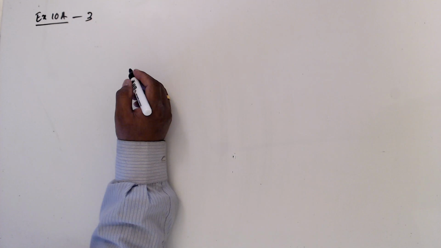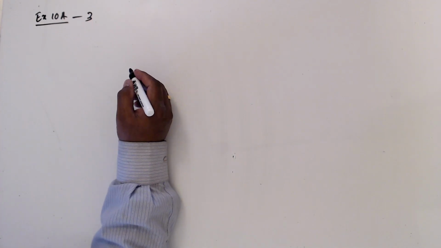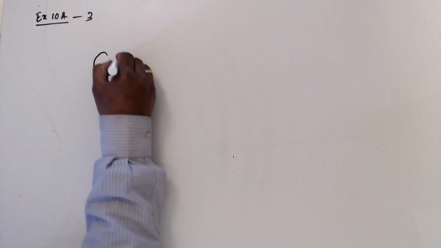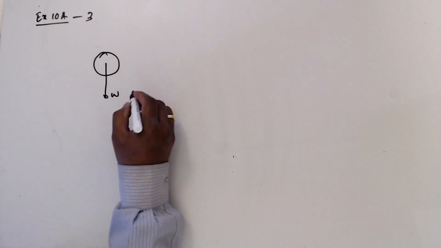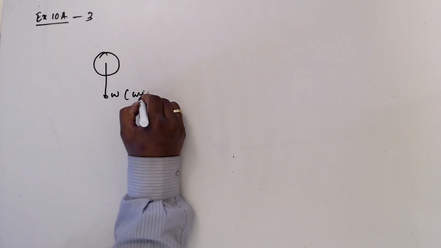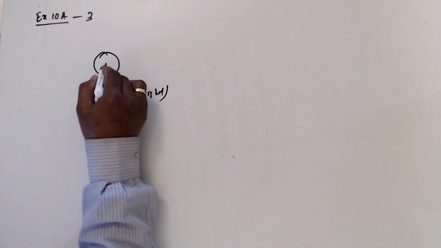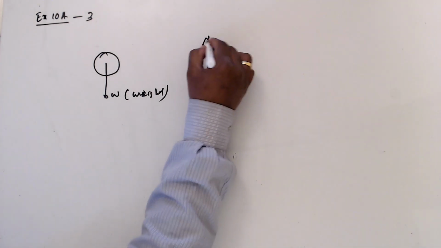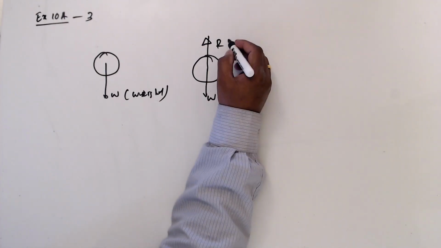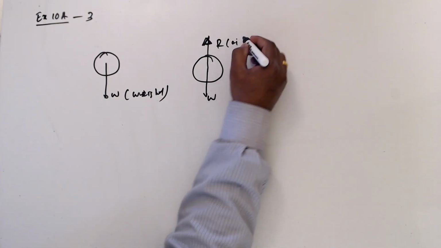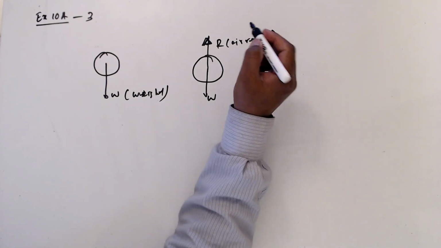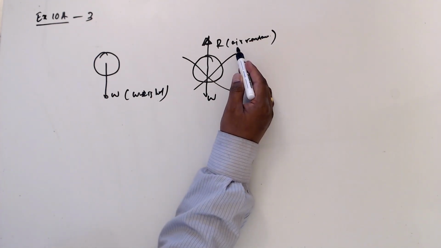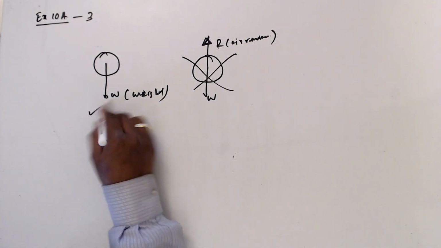Number 3, ignoring air resistance, draw a diagram to show the forces acting on the apple as it falls from a tree. So the apple, yeah, when the apple falls from the tree, just the weight, that's all. If there is air resistance, then we can mark that, W, and usually we put R. So this is air resistance, but we don't consider it, because the question clearly mentions to ignore air resistance. So this is the correct one.